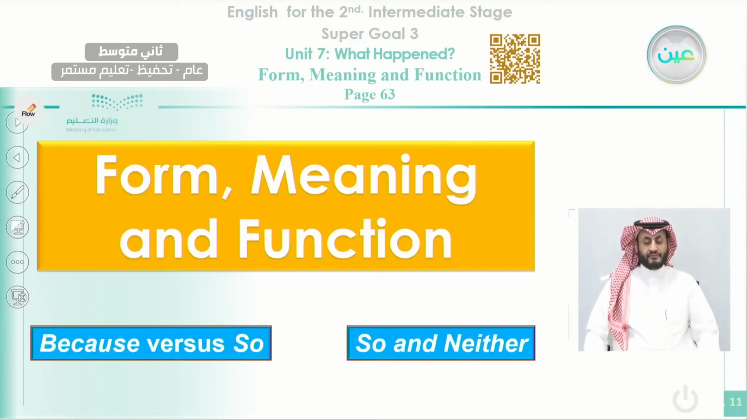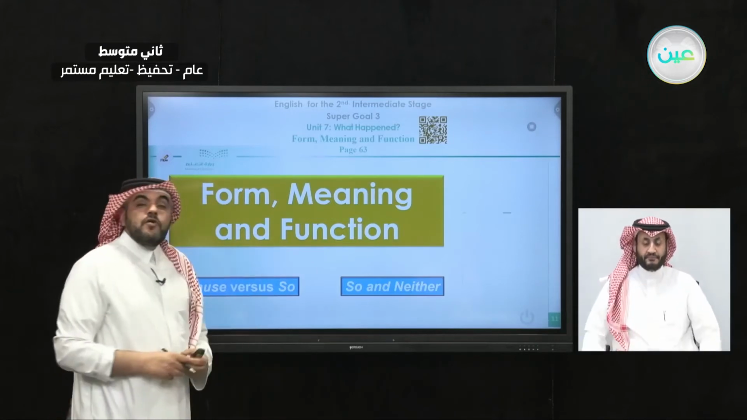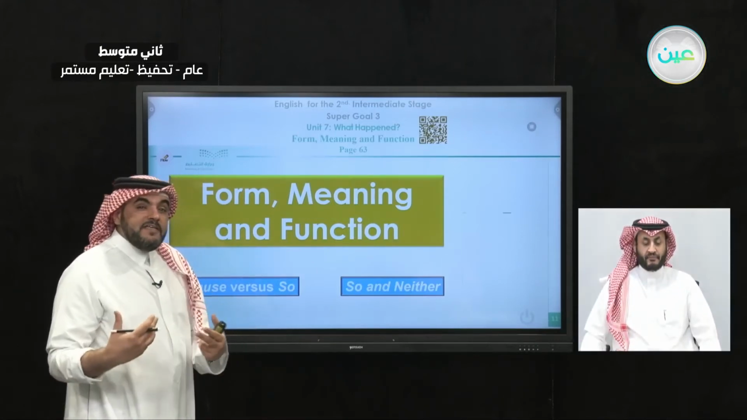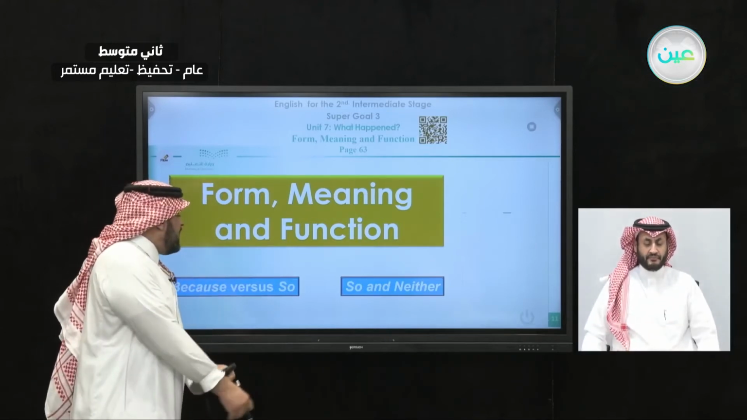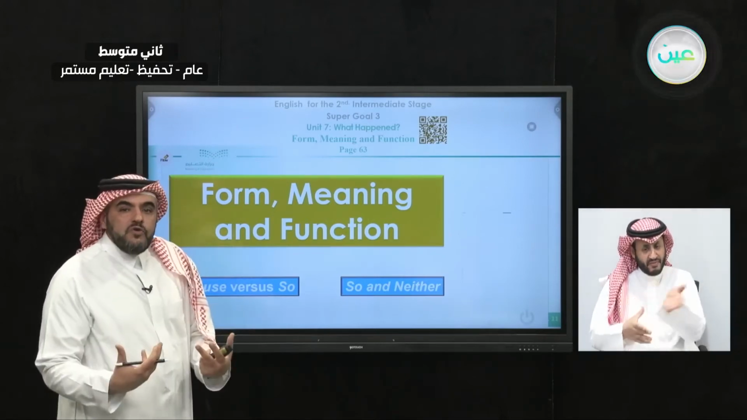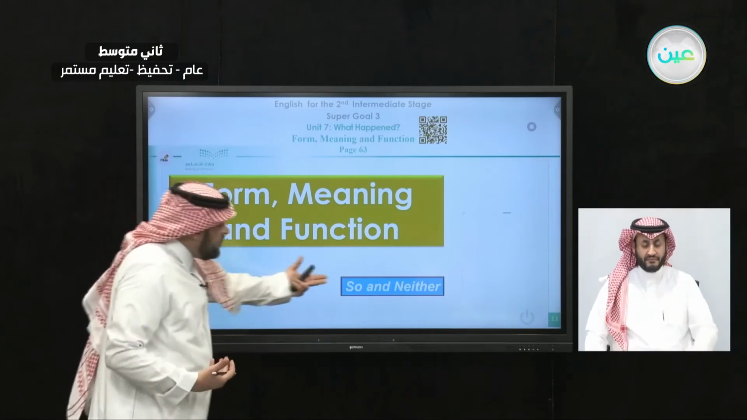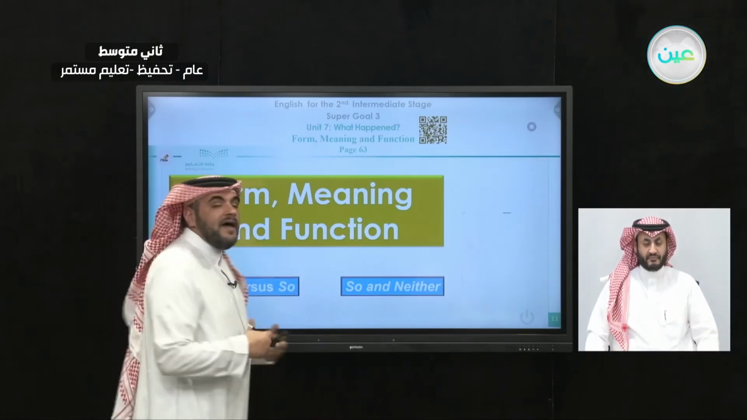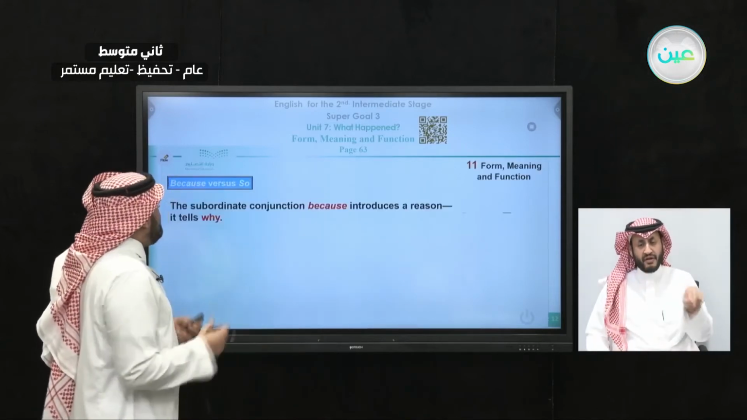Okay, now we move to our main class of today, that is form, meaning and function. And in this form, meaning and function, we're going to study part of grammar, two sections. The first one is because versus so. Because and so. How do we use it in our sentences, in our writing, and in our speaking? Also how to use so and neither. So and neither. Okay, now let's read here.